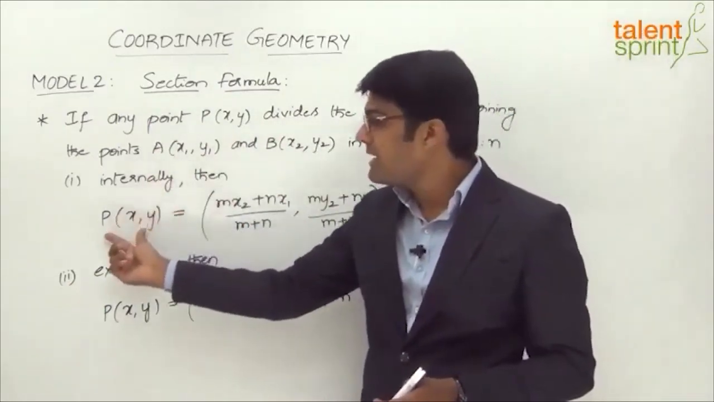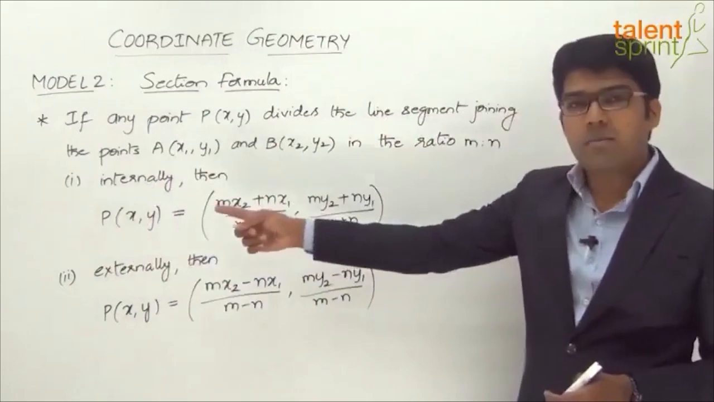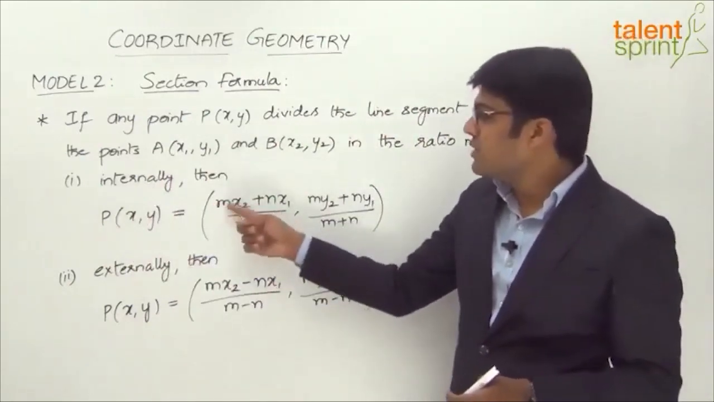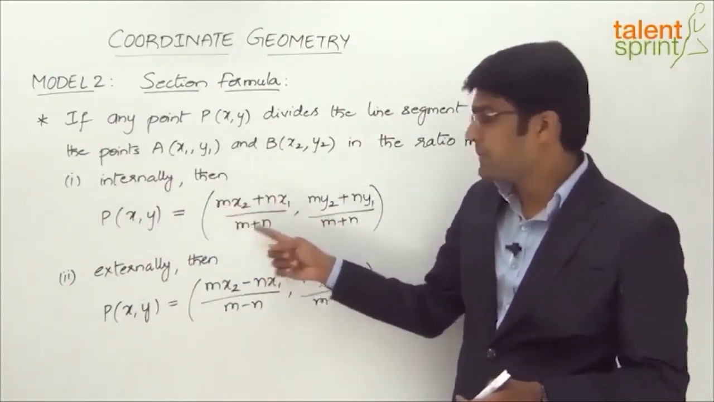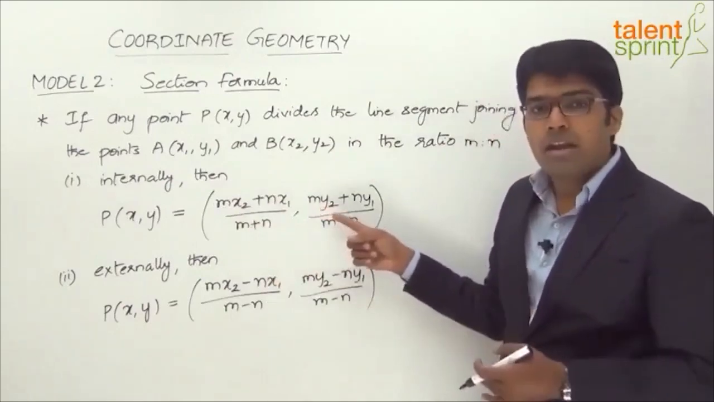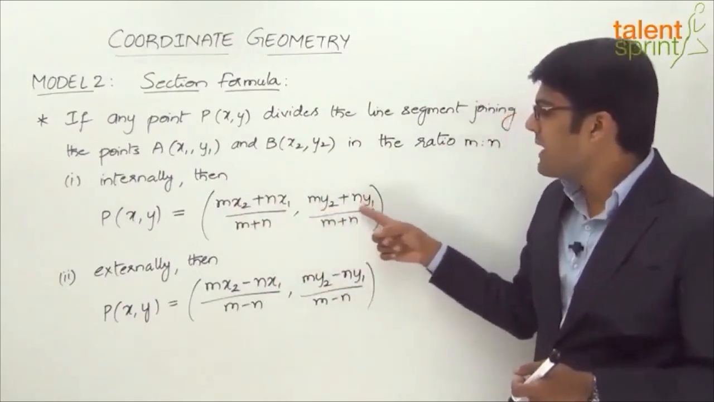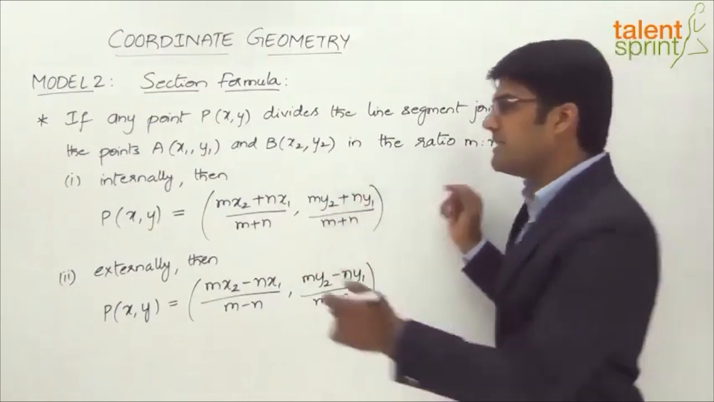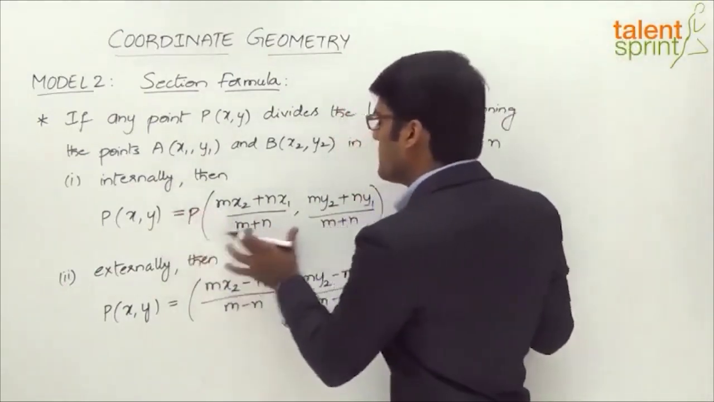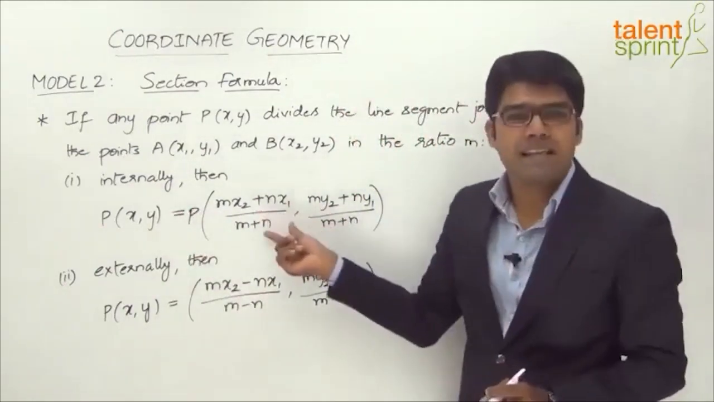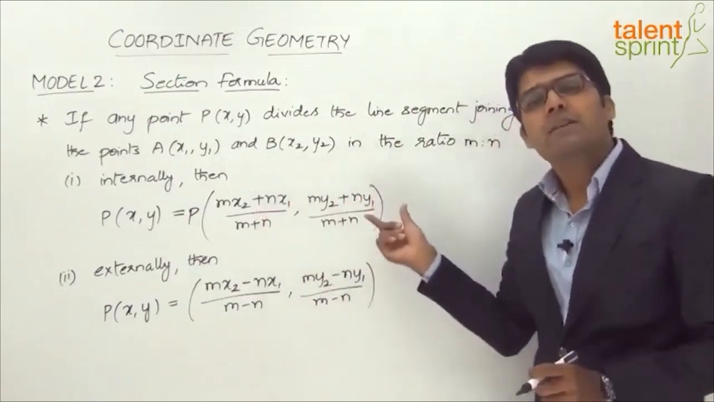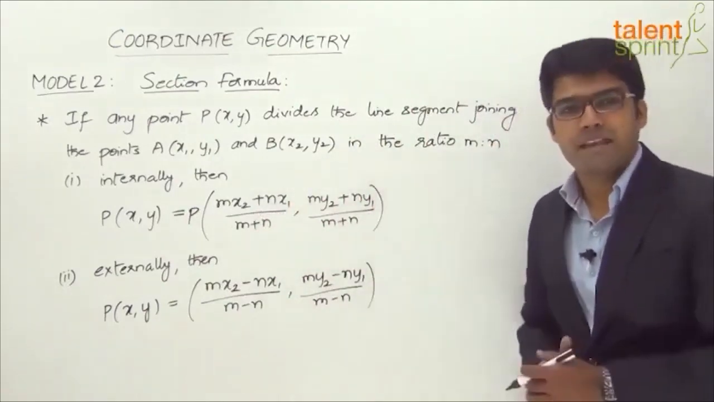The point P can be calculated as P(x, y) equal to (mx2 + nx1)/(m + n), and the y coordinate will be equal to (my2 + ny1)/(m + n). So basically the coordinates of the point P will be (mx2 + nx1)/(m + n) and (my2 + ny1)/(m + n).